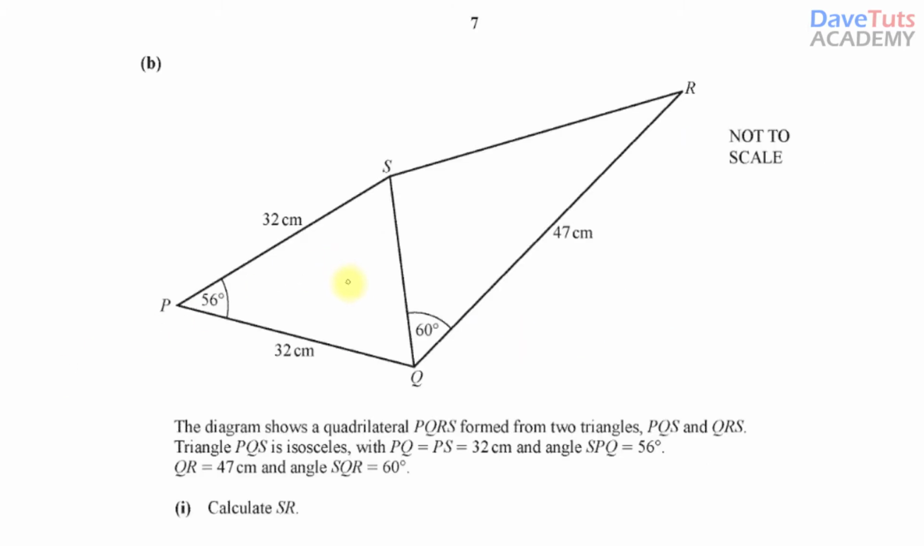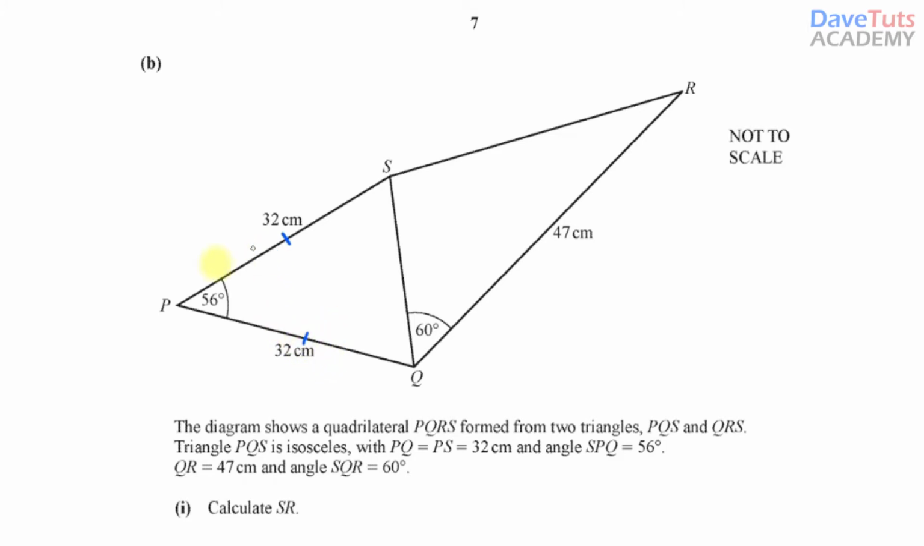We have here another question on triangles and co, in which we are told that this diagram shows a quadrilateral PQRS that is formed from two triangles, PQS, this one here, and then triangle QRS. Okay, now triangle PQS is isosceles. That is good. That means this side and this side, they are equal, and you can see 32 centimeters and 32 centimeters.